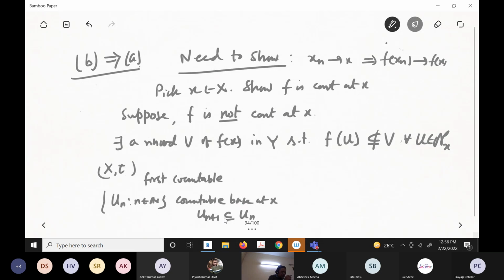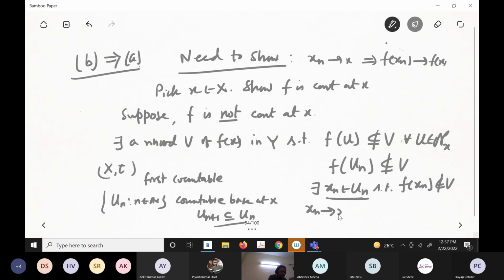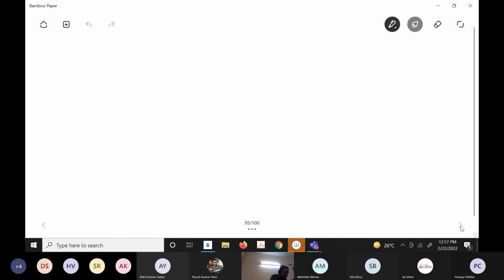That is the idea. So now look, particularly if Un is not contained in V, that means there exists xn belonging to Un such that f(xn) doesn't belong to V. Now xn belongs to Un, and because of this, xn goes to x. All the f(xn) are outside V. This is your Y, this is V, and everybody is outside of it. Now how to do that? Let me tell you. You'll have to find a contradiction.